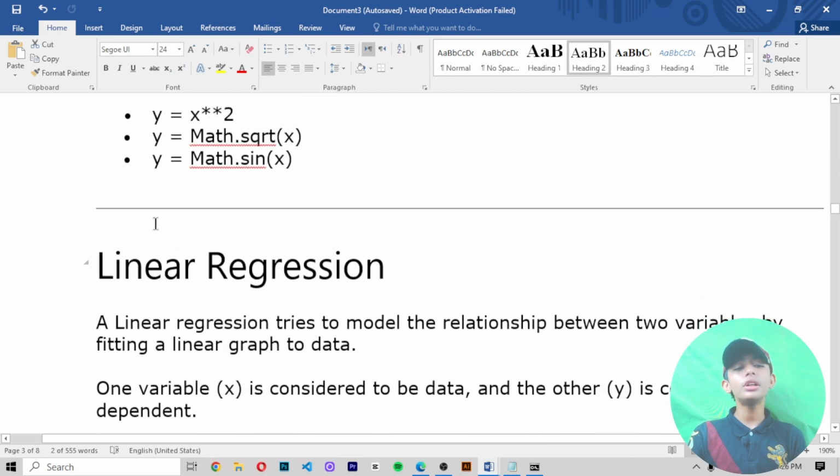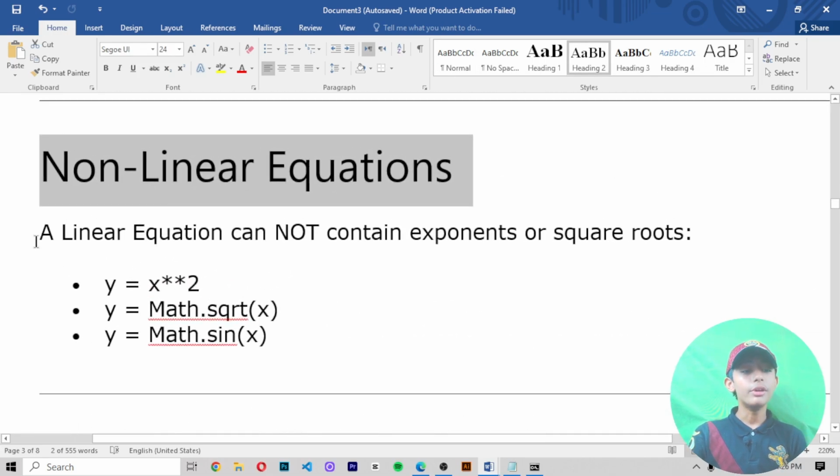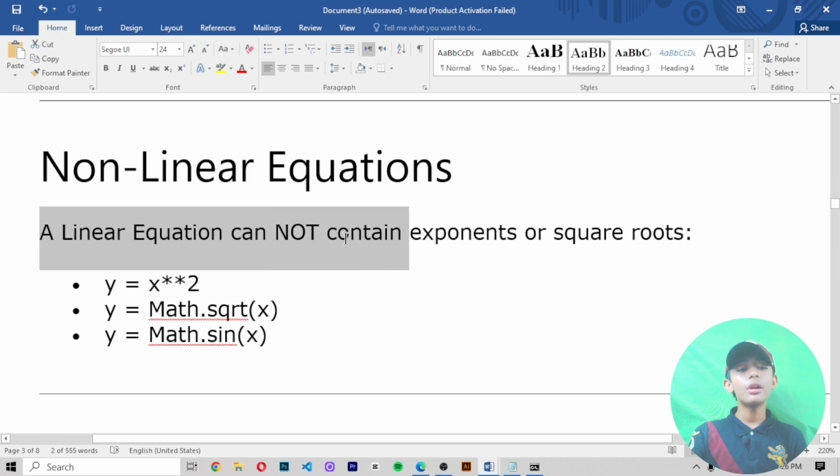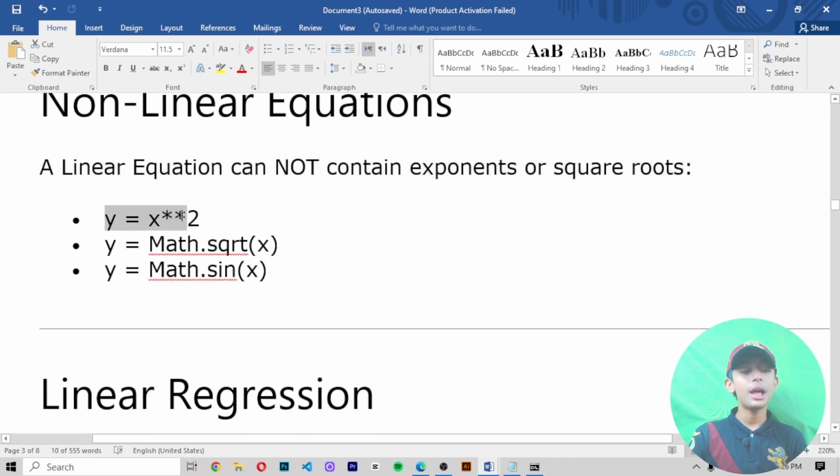Non-linear equations. What are non-linear equations? A linear equation cannot contain exponents or square roots, like y equals x multiplied by 2, y equals math.sqrt(x), y equals math.sin(x), like that.